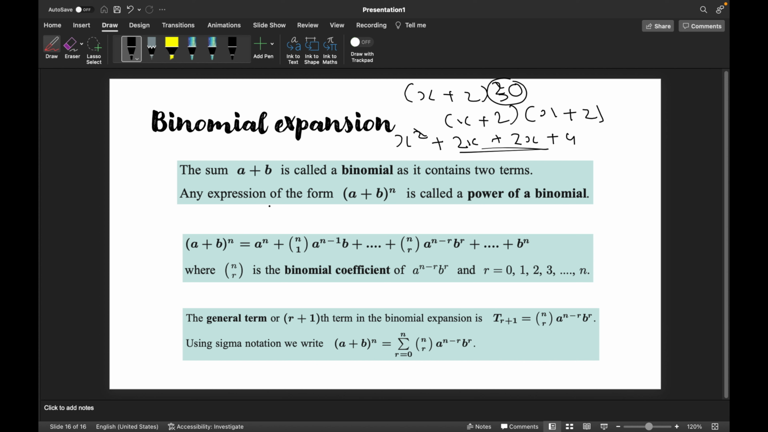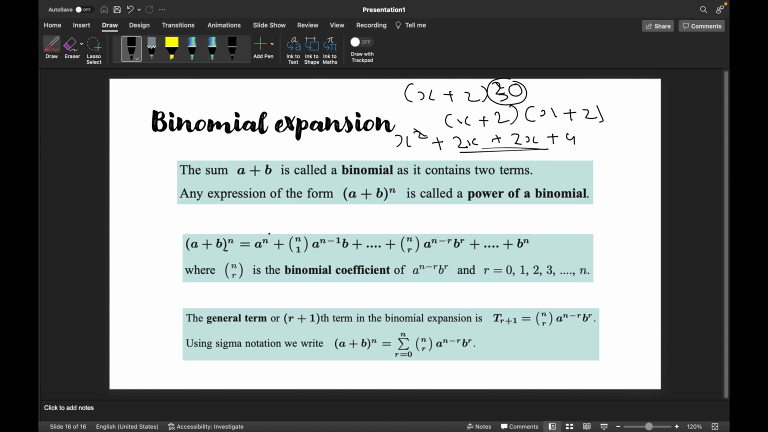Now let's look at the formula. So if we have a plus b to the power of n, it would be a to the power of n plus nC1 into a to the power of n minus 1 into b. And the next one's going to be nC2, a to the power of n minus 2, and b squared. I have this trick to remember that really helped me when I was doing the IGCSE exam.